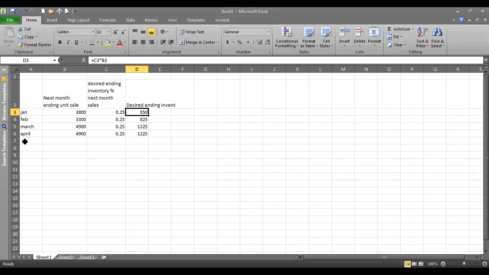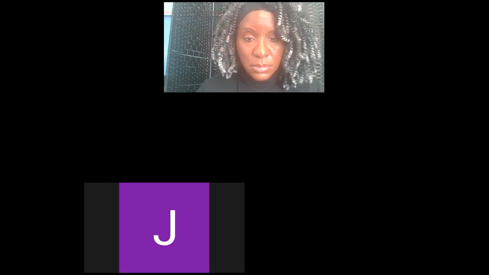What I did was take the next month's unit sales and the percentage of desired inventory, which is given to you, and multiply these two together. When it asks for your desired ending inventory, this is the calculation you need to make. For the 950, I took 25% of the 3,800 units for January, next month's ending inventory. The same with the 3,300 and the 4,900, to give me 950, 825, and 1,225. Now I'm going to go back to my class assignment again.